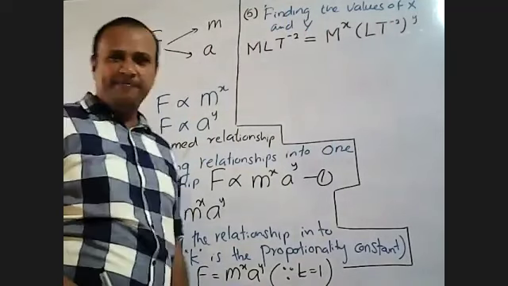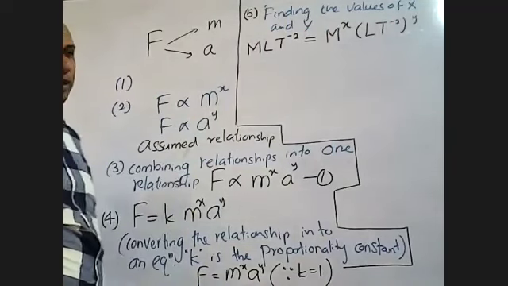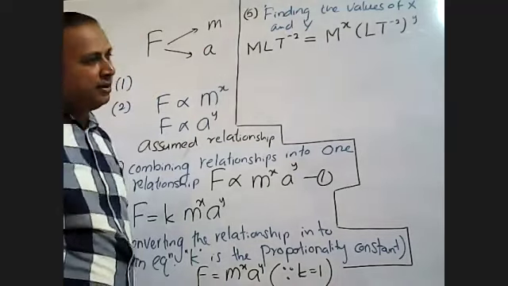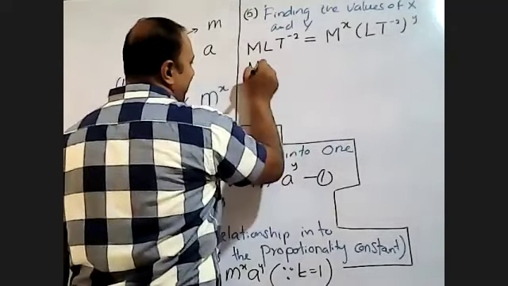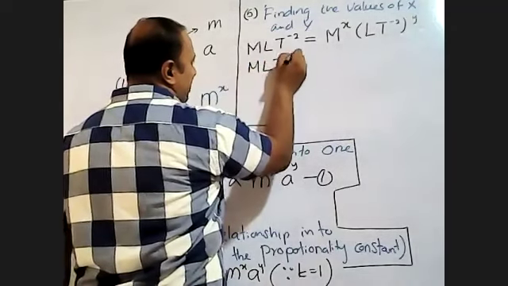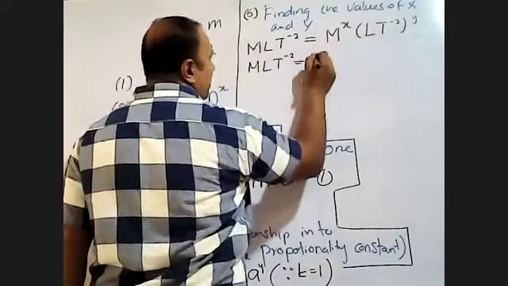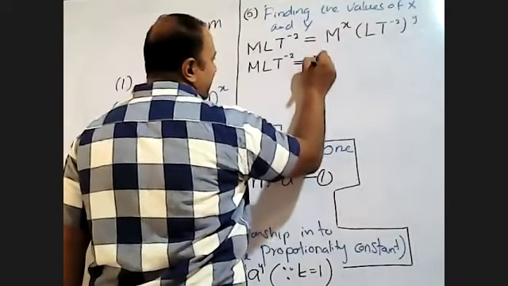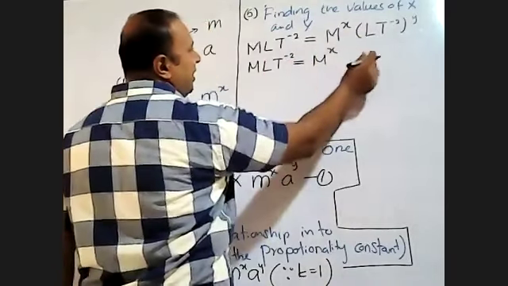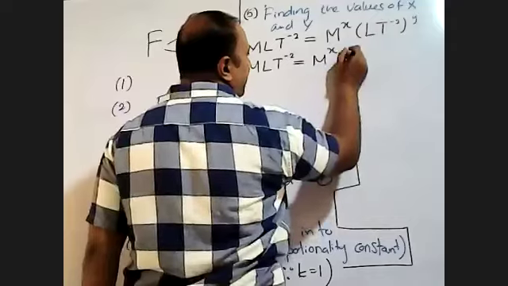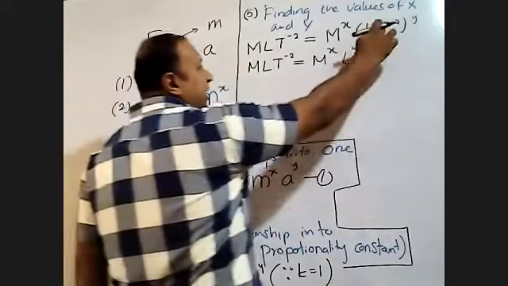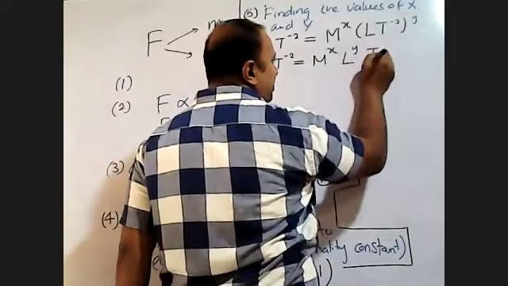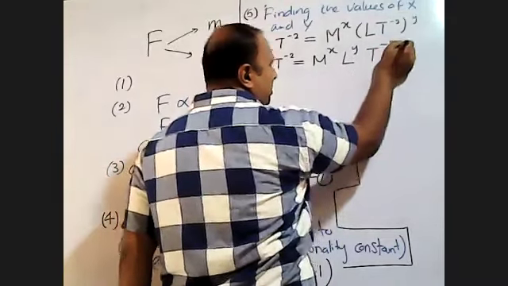Now you can simplify. MLT minus 2 equals M to the power x, then L to the power y, then T to the power minus 2y.